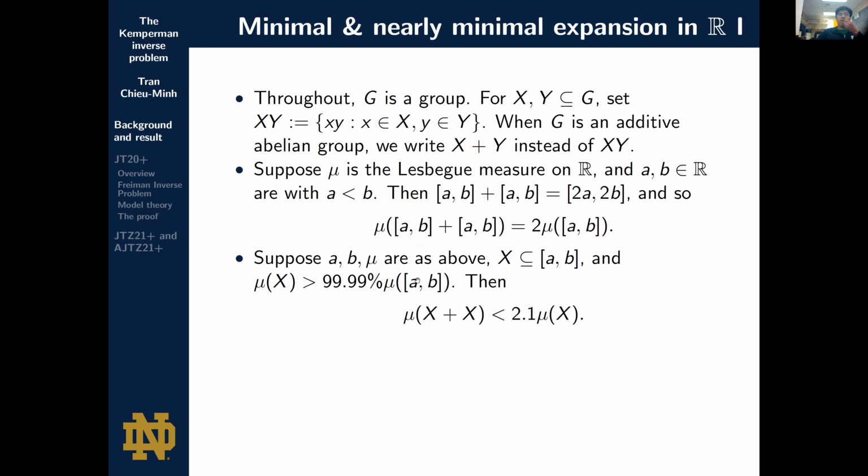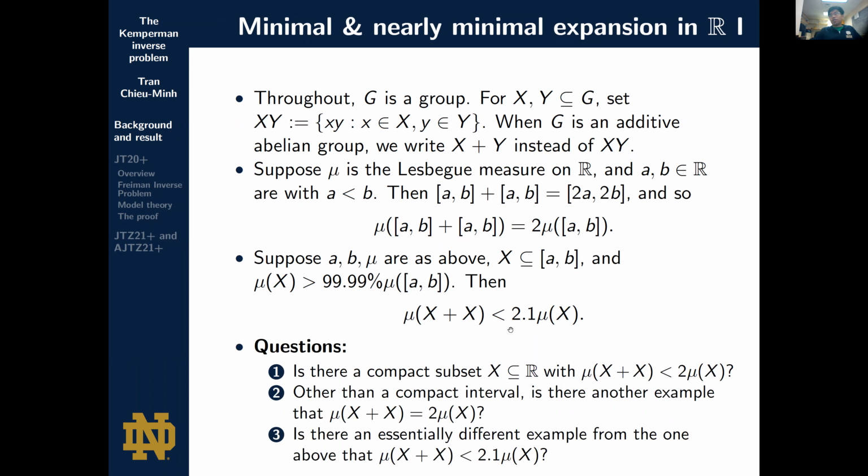Take the same interval ab as above, and choose a compact subset X of the interval ab with measure greater than 99% of the measure of the interval. Then the sum set of X with itself has measure at most the measure of the interval 2a to 2b, and therefore smaller than 2.1 times the measure of X. So that allows us to ask some really natural questions.